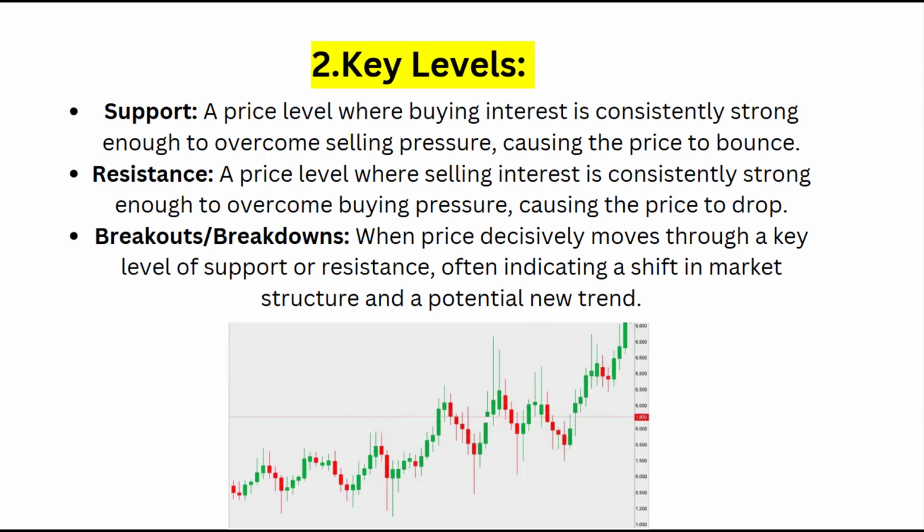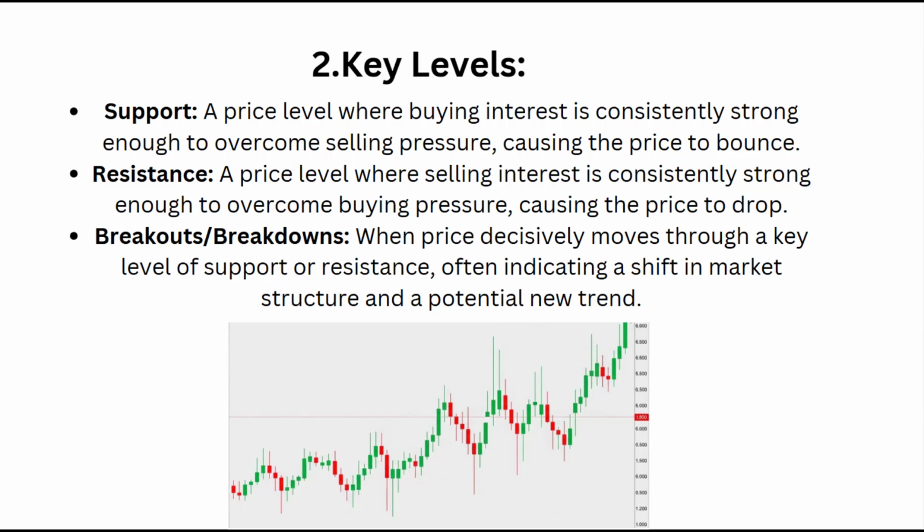2, we have key levels. Support is a price level where buying interest is consistently strong enough to overcome selling pressure, causing the price to bounce. And resistance is a price level where selling interest is consistently strong enough to overcome buying pressure, causing the price to drop. Then we have breakouts or breakdowns, where price decisively moves through a key level of support or resistance, often indicating a shift in market structure and a potential new trend.